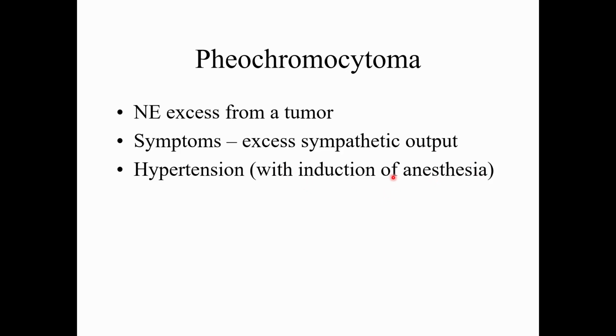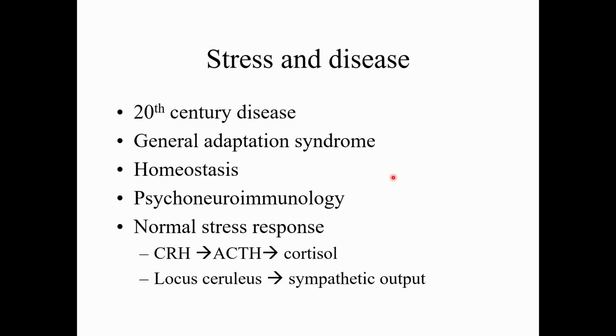So if a person had a pheochromocytoma that was undiagnosed, it's entirely possible if you had that patient in your OR, try to intubate them and induce anesthesia, that you'd see their blood pressure just go crazy, just increase like crazy. That the process of undergoing anesthesia is causing a tremendous release of norepinephrine and high blood pressure.